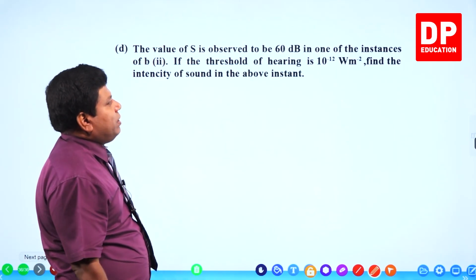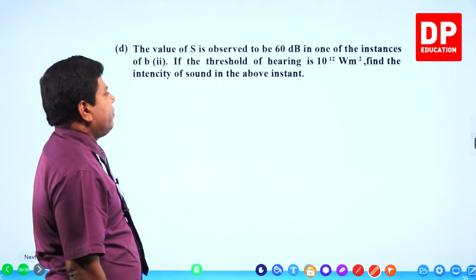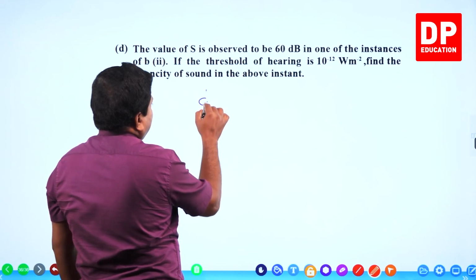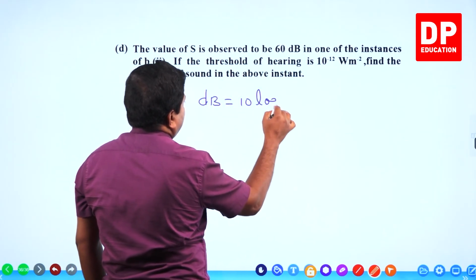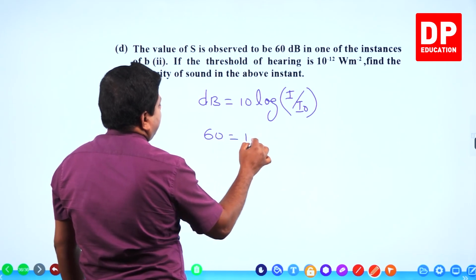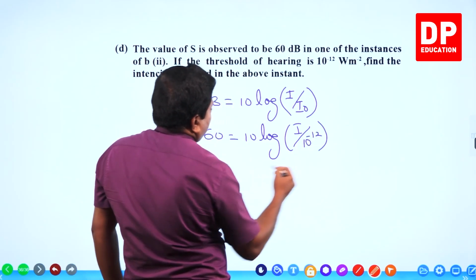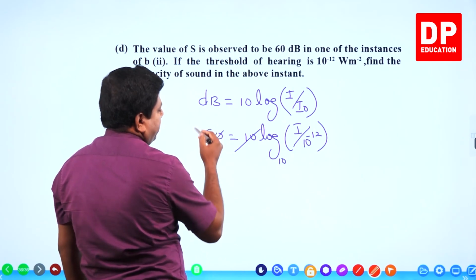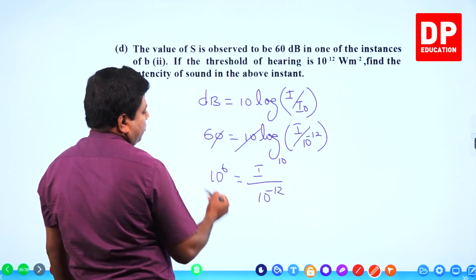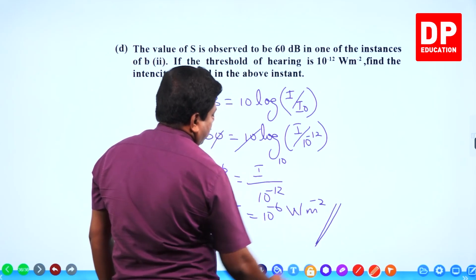The value of S is observed to be 60 decibels in one of its instances of B2. If the threshold of hearing is 10 to the power minus 12, find the intensity of sound in the above instant. So you know decibel is written as 10 log intensity over threshold intensity. So here 60, 10 log intensity is what they ask. Threshold intensity is 10 to the power minus 12. Solve it. This is base 10, right? So it's going to be 10 to the power 6. Cross multiply. 10 to the power 6 into 10 to the power minus 12. 10 to the power minus 6 watt meter minus 2.